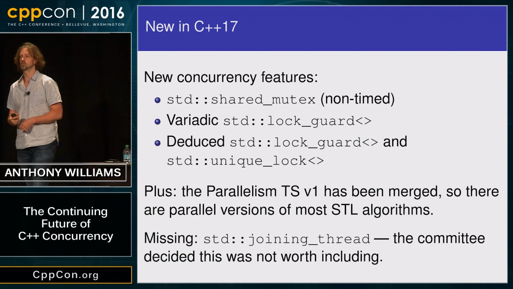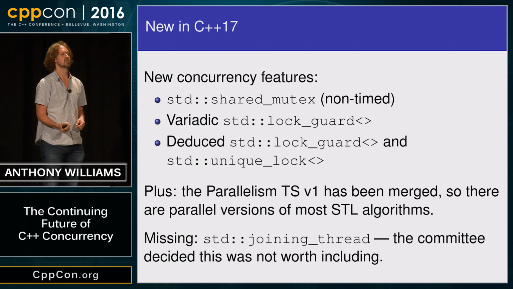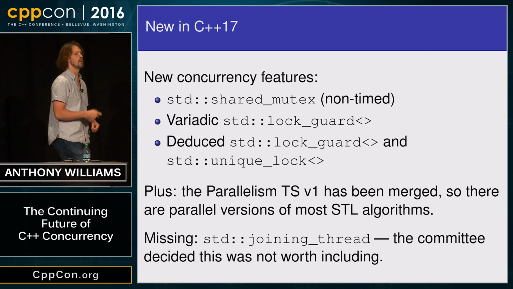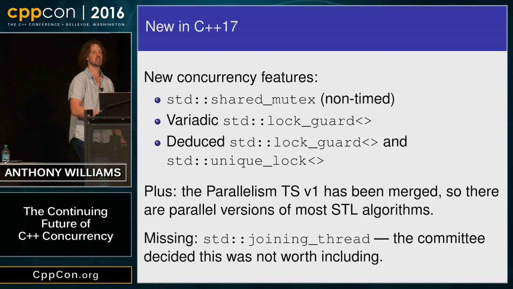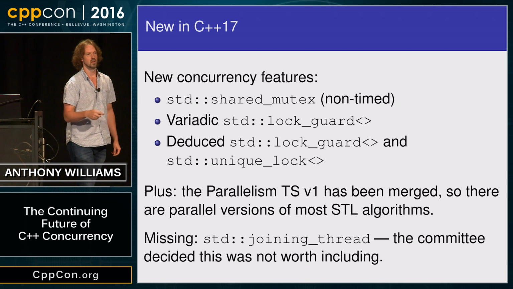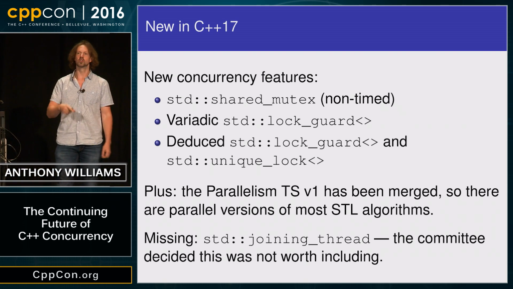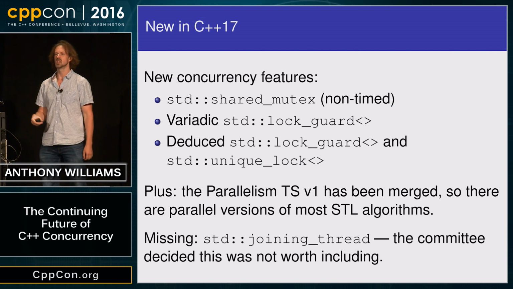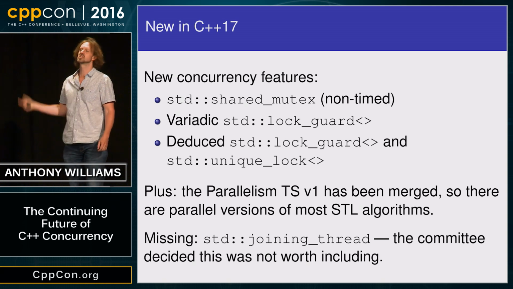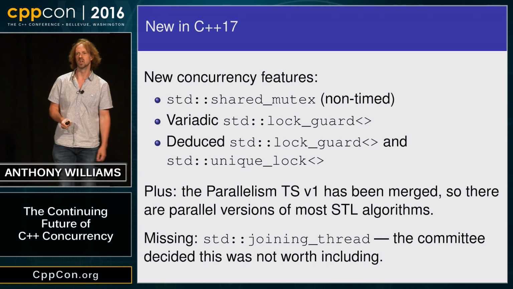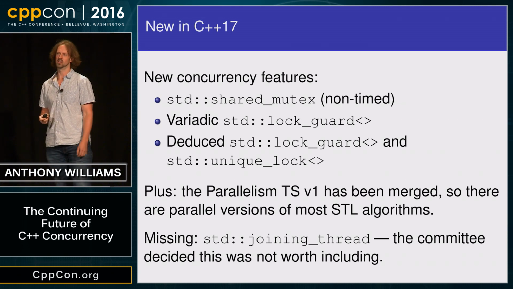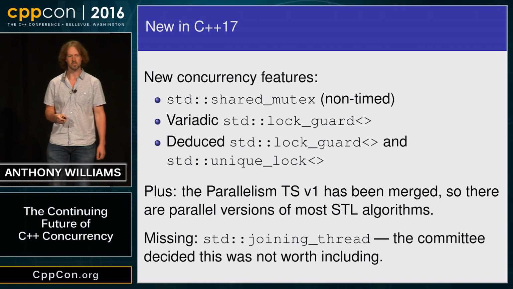On top of that, we've got parallelism. The Parallelism TS version 1 has been merged into the C++17 working draft. So there are now parallel versions of most of the STL algorithms. And also, for anyone who's been following the standardization process and was hoping for joining thread, you're not going to get it unless somebody resubmits the proposal and the committee changes their mind. No, it got voted down at the last meeting. So sorry, it doesn't look like we're going to have standard joining thread after all.